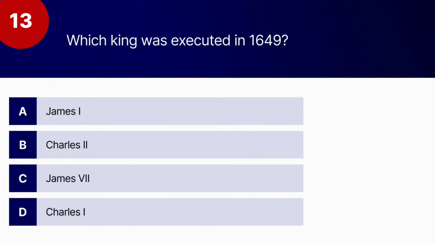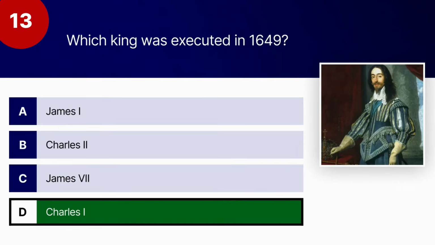Which king was executed in 1649? A. James I. B. Charles II. C. James VII. D. Charles I. The answer is D. Charles I.